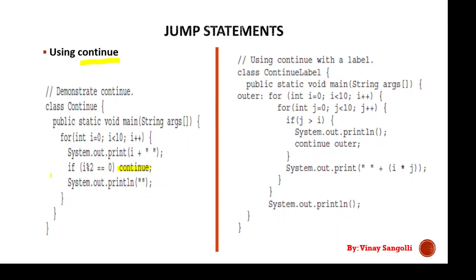I mean to say, for example, please concentrate on this program. Basically it will skip this line whenever your I mod 2 is equal to 0. That's all, remember this thing. Whenever I mod 2 is equal to 0, it will skip this line and continue with the next iteration. It will go back to the next iteration. Okay, so let us try to debug this program for more clarity.